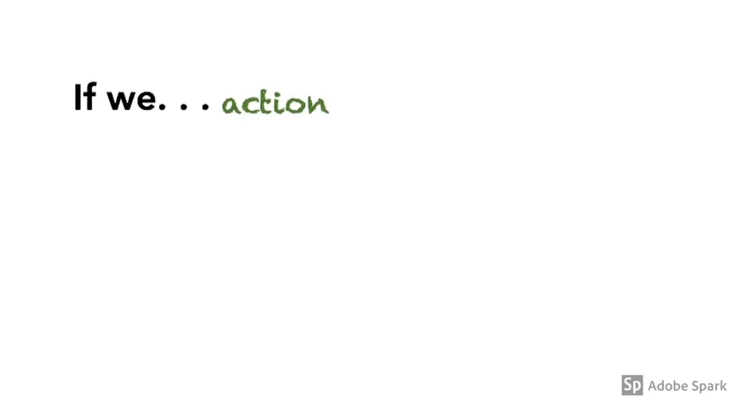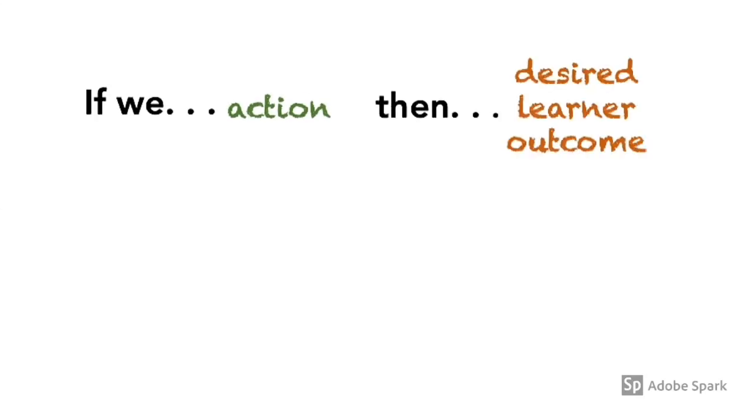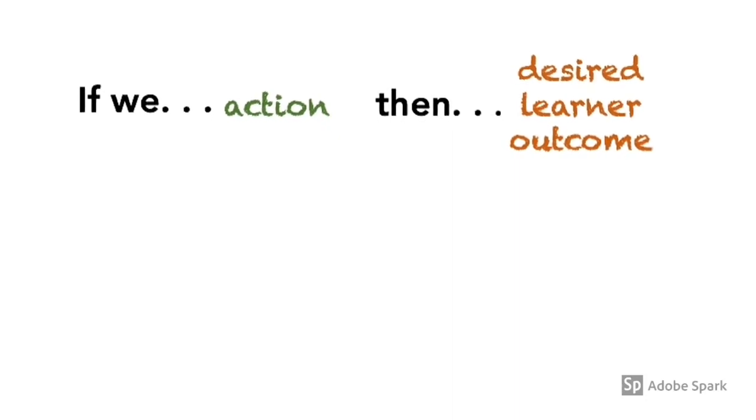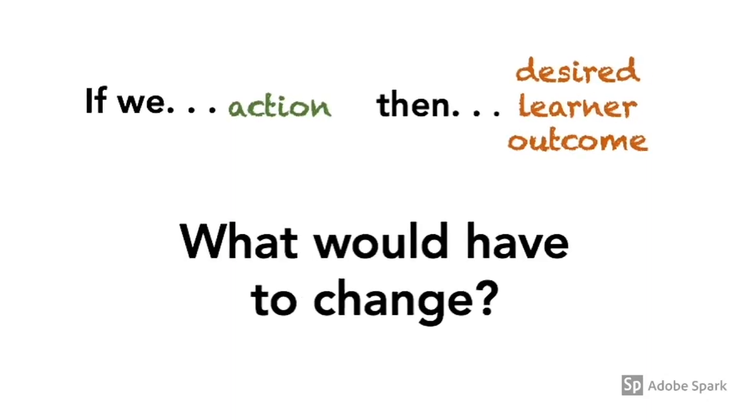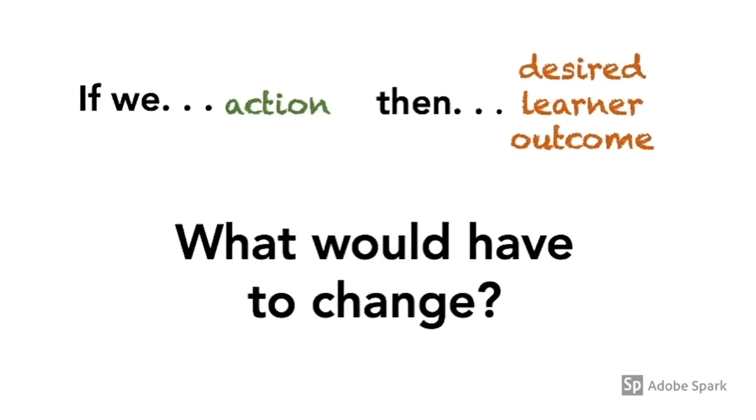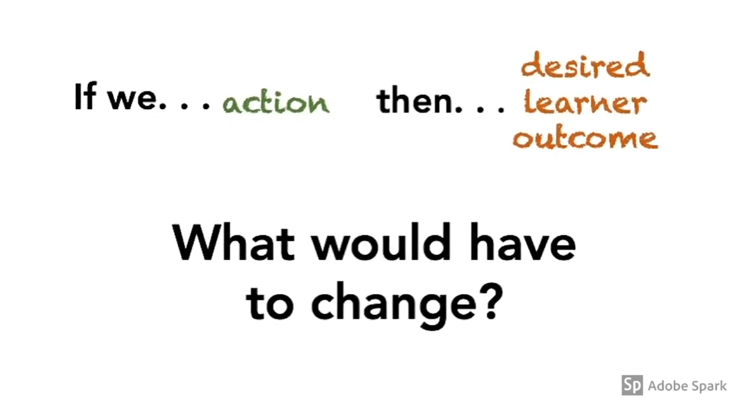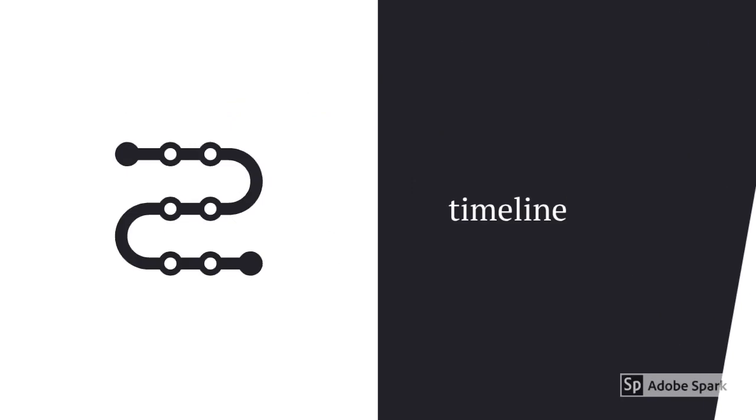The theory of action is constructed by reviewing and prioritizing the actions. The theory of action typically consists of a number of if-then statements. If we take a certain action, then a desired learner outcome will result. Remember that this learner outcome will be evaluated based on baseline, formative, and summative data. For each if-then statement, a more detailed description of what would have to change is developed. The steps in this more detailed description are typically presented chronologically in a timeline.